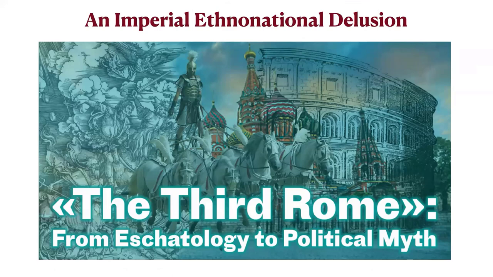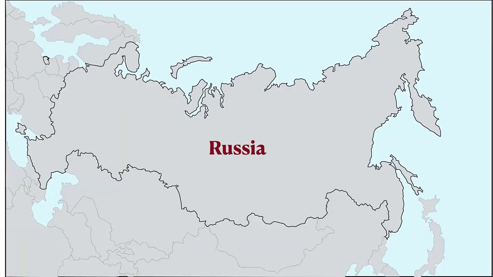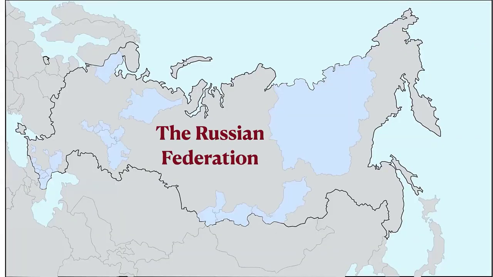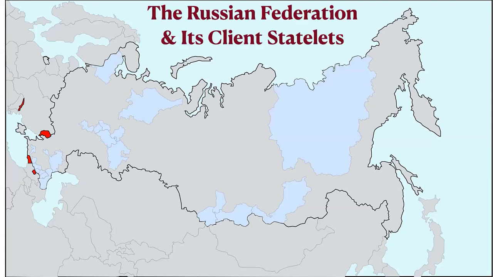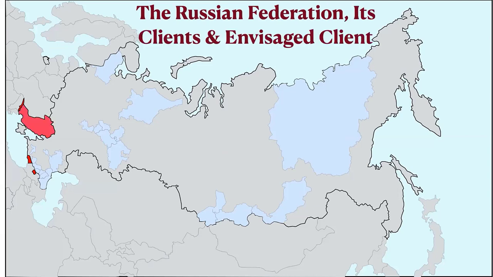Although Russia is a highly centralized country, Putin's Eurasianist perspective frames it not as a singular nation state, but rather as the core of a multinational domain, one structured around internal ethnic republics, external unrecognized client states, buffer countries, and an expansive sphere of influence.